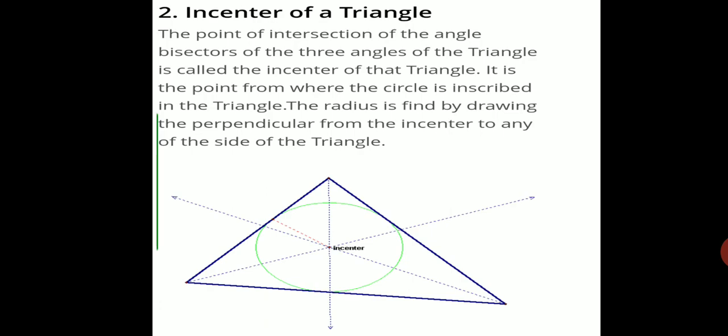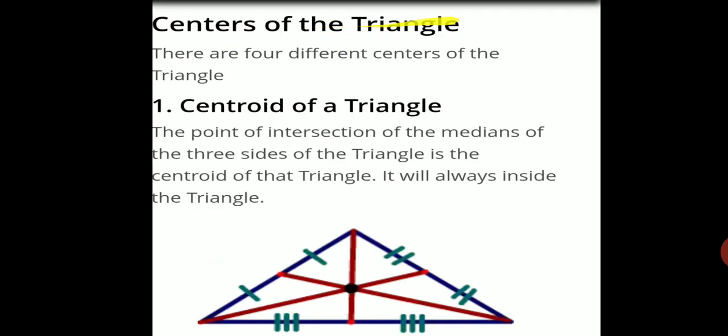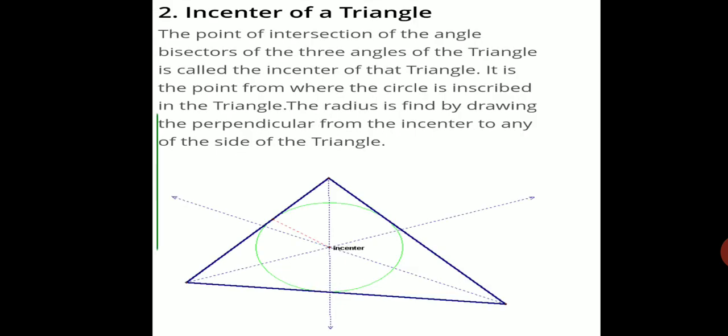Now the second one is the incenter of a triangle. The point of intersection of the angle bisectors of the three angles of the triangle is called the incenter of that triangle. It is the point from where the circle is inscribed in the triangle. The radius is found by drawing the perpendicular from the incenter to any of the sides of the triangle.